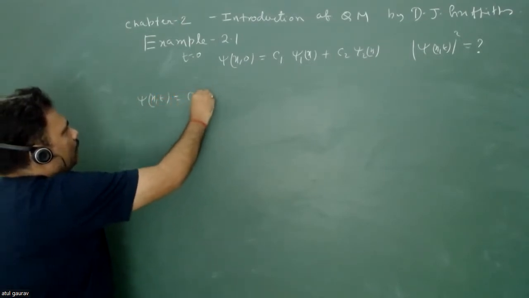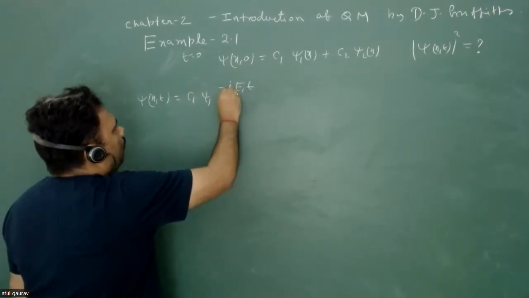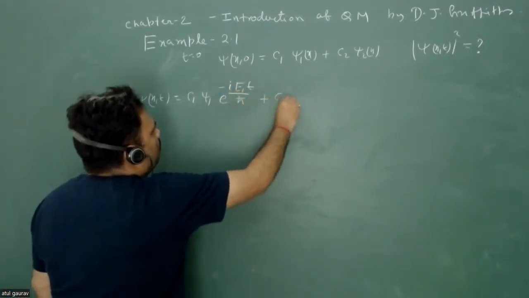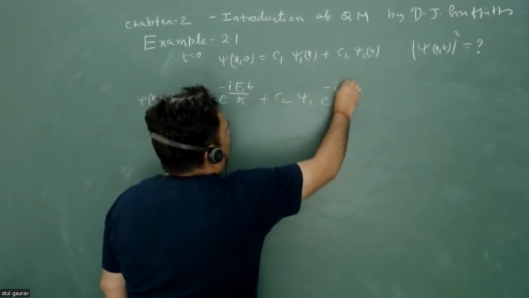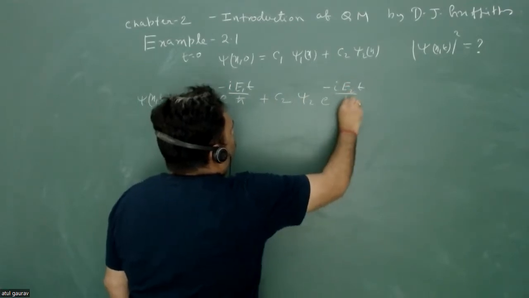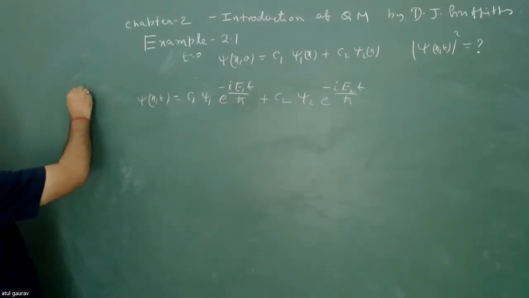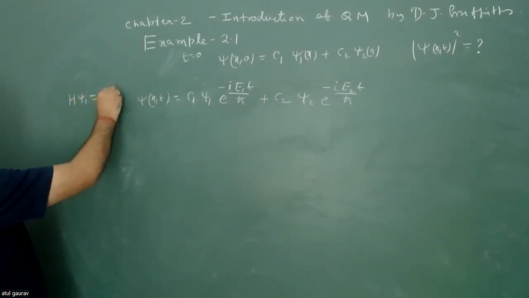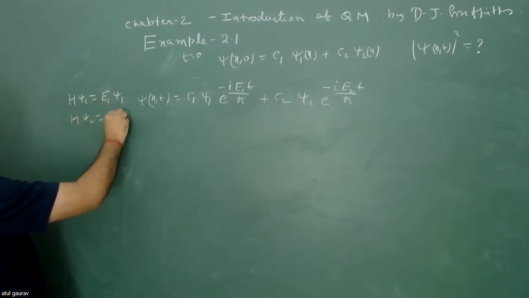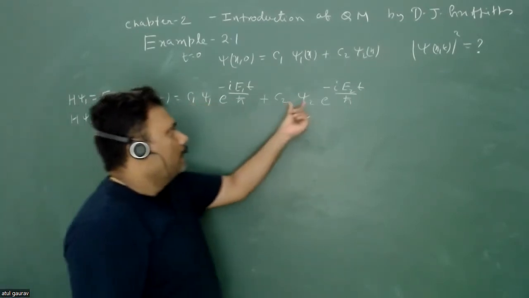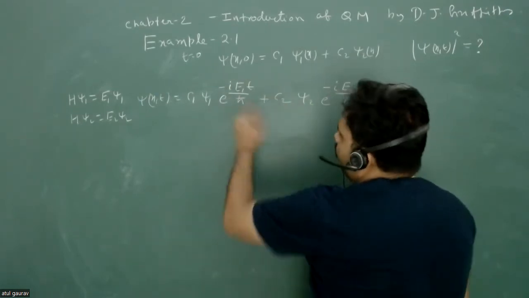C1 psi1 e to the power minus i E1 t upon h cut plus C2 psi2 e to the power minus i E2 t upon h cut. Here psi1 and psi2 are stationary states, so we can assume that H psi1 is equal to E1 psi1 and H psi2 is equal to E2 psi2. And psi1 and psi2 are functions of x only. The phase part is introduced after time t.